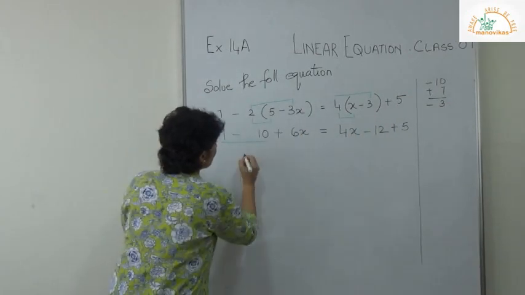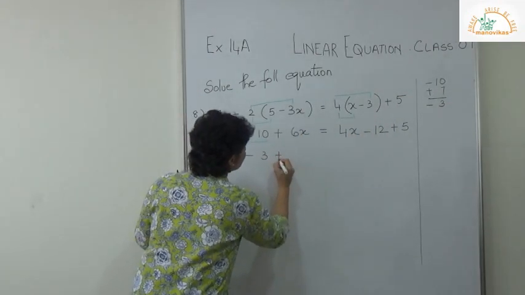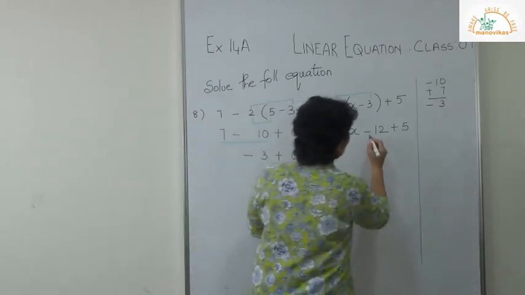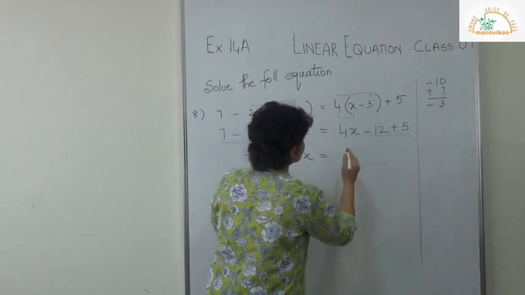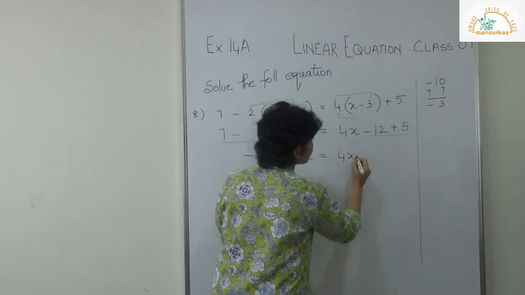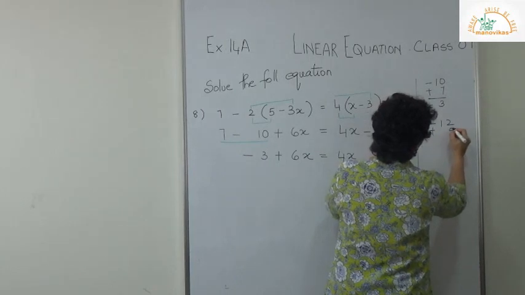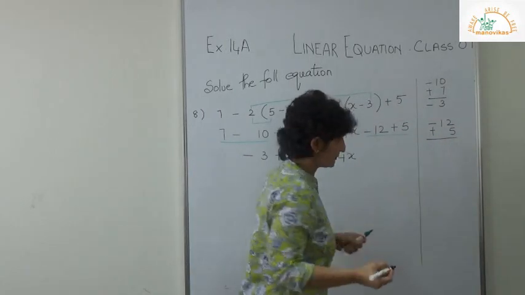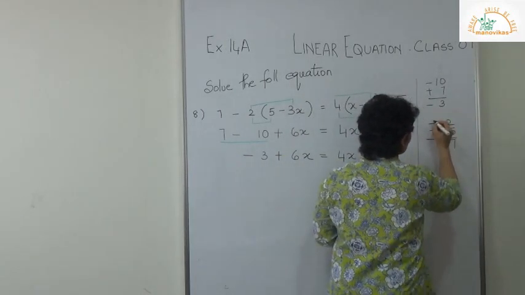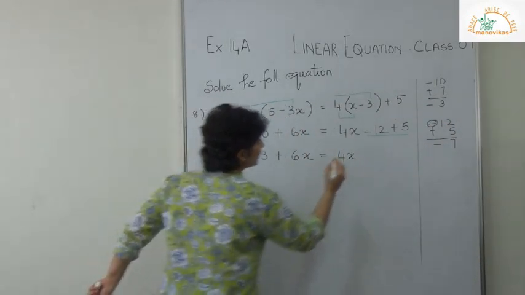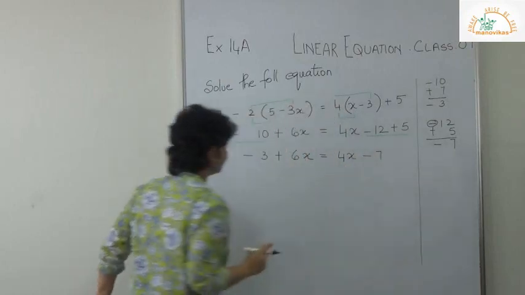Correct, children? So minus 3 plus 6x is equal to, again I have only numbers here, so 4x, I have minus 12 plus 5. Different family, subtract. So 12 minus 5 gives you 7. And put the sign of the bigger number. So I get minus 7.